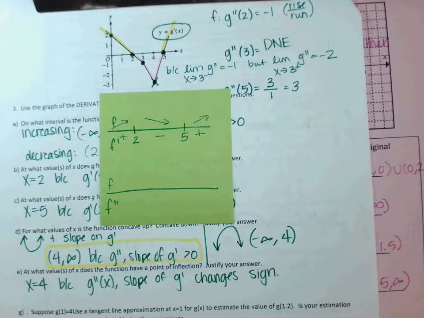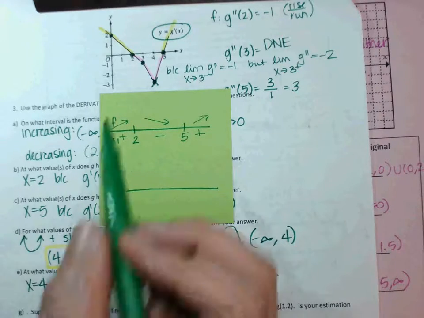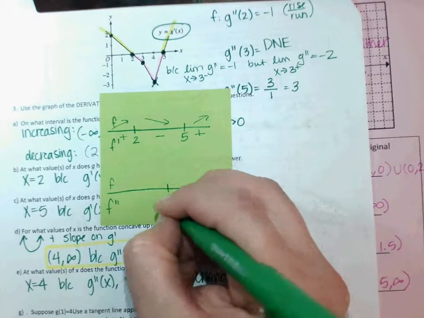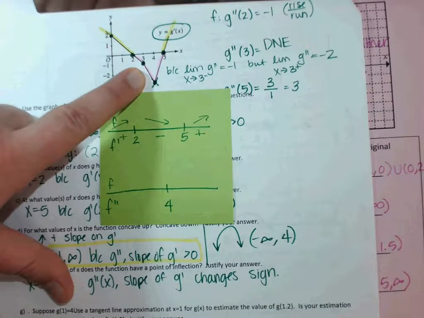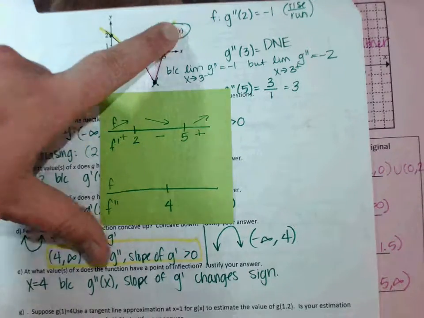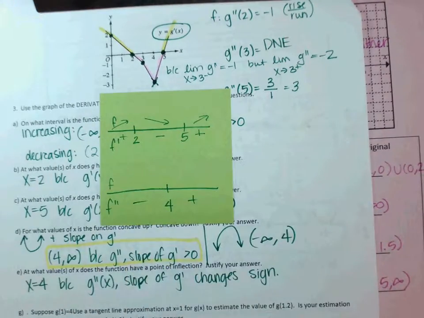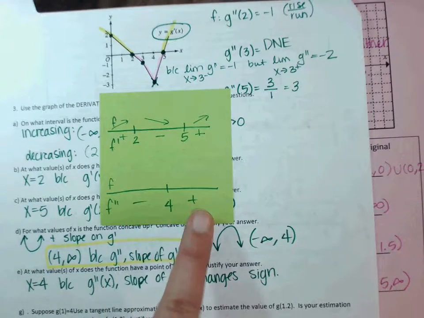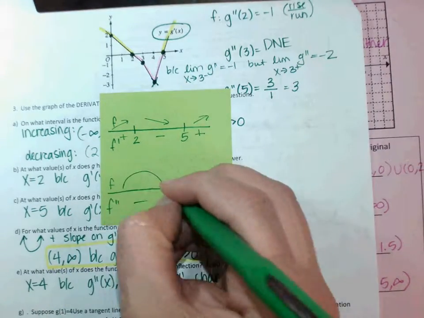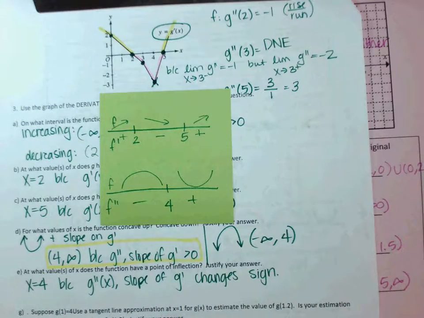Okay, now let's talk about the second derivative. When did my slope change sign? When did I have a point of inflection? At 4. What was my slope before 4? Positive or negative? Negative slope. And then what happened at 4? It switched to a positive slope. So negative, positive. What does that tell us about G, what we're going to try to draw the picture of? It's concave down, then concave up. Okay, so down, up.